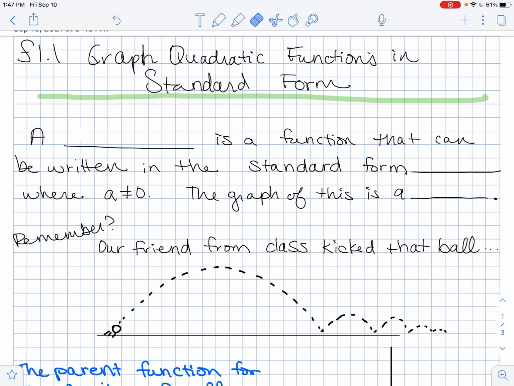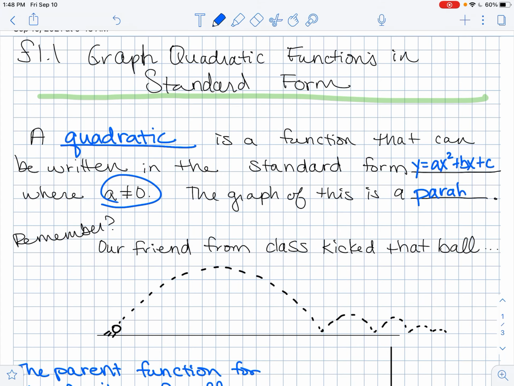So a quadratic is a function that can be written in the standard form of y equals ax squared plus bx plus c, where a cannot equal 0. The graph of this is called a parabola.